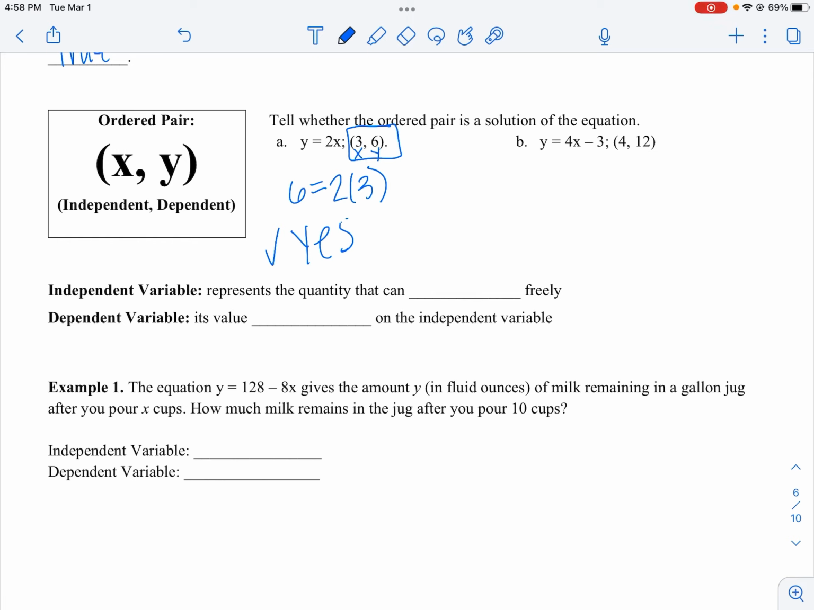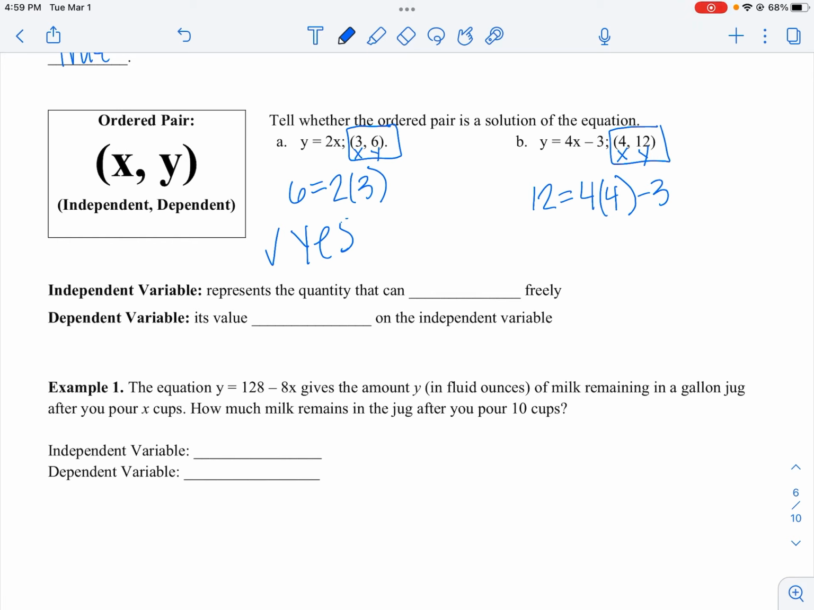On this next one, we have y equals 4x minus 3, and our ordered pair is 4, 12. Remember, our first number is x, our second number is y. And then you do the same thing we just did. So you're going to plug 4 and 12 into our equation, y equals 4x minus 3. So y is 12. So we get 12 equals 4. What is our x? Our x is 4, so I'm going to plug 4 in, and we get minus 3.